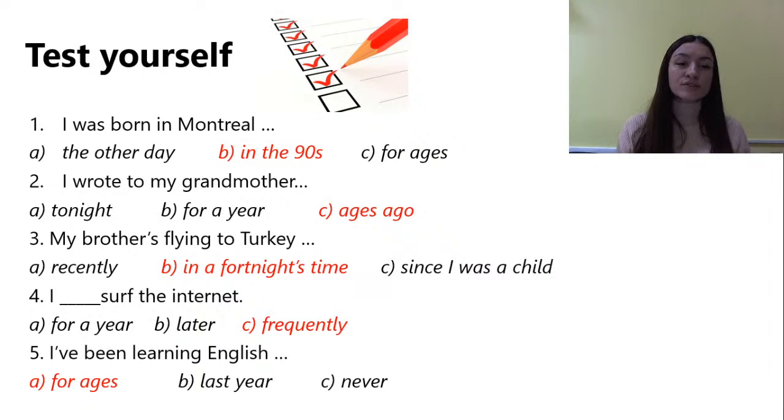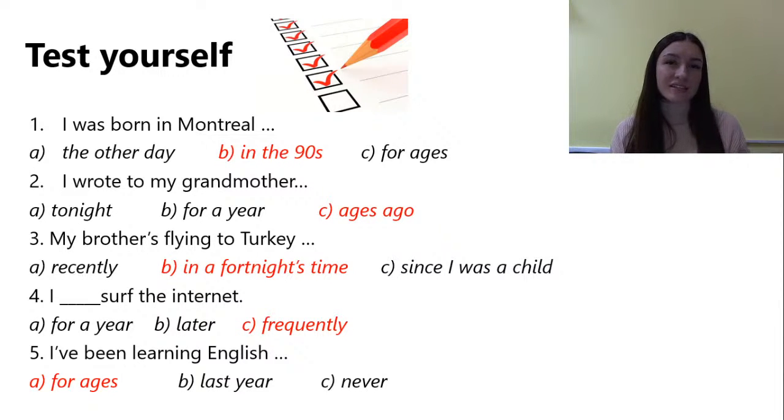Number 3, my brother's flying to Turkey in a fortnight's time. So recently is a time marker for present perfect. Is flying is present continuous, which is used to talk about future fixed arrangements. Since I was a child, of course, is not correct. In a fortnight's time means in 2 weeks' time, in the future. 4, I frequently surf the internet. Frequently, which means often. 5, I've been learning English for ages, for many years.